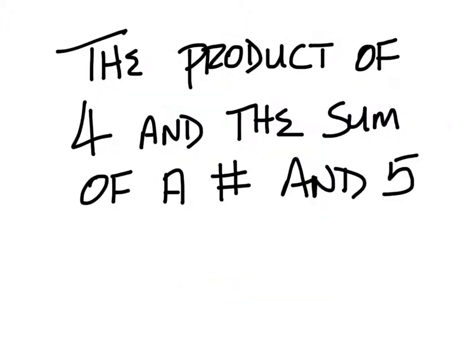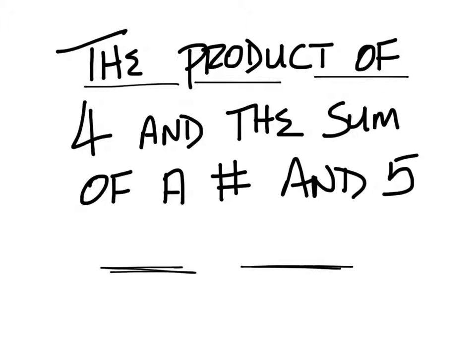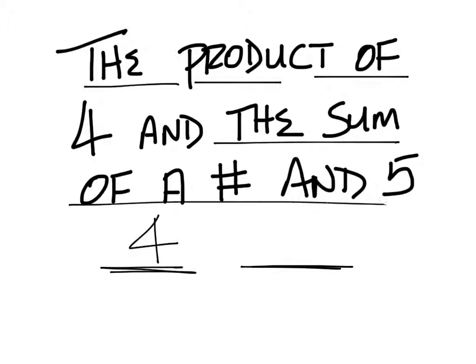Here's an example. The product of 4 and the sum of a number and 5. The product means what? Multiply. So I have two things I'm going to multiply. Something here and something there. What is the first something? Yes. 4 is right. And the next something is the sum of a number and 5. How do I write that? X plus 5 is right.